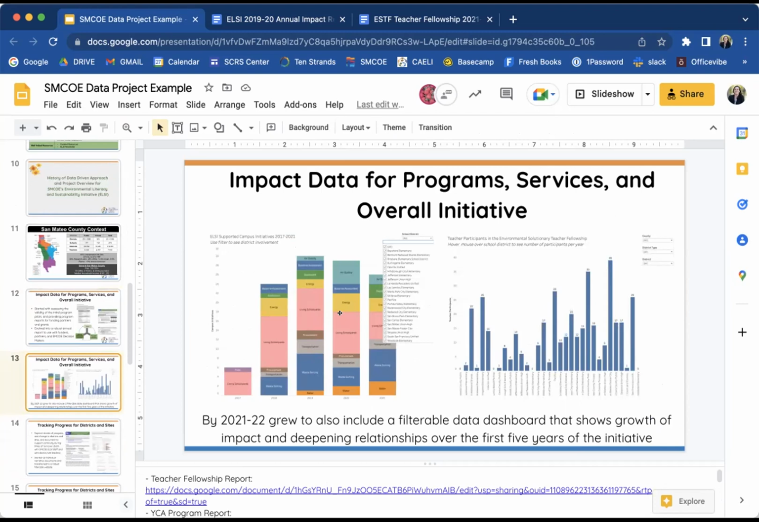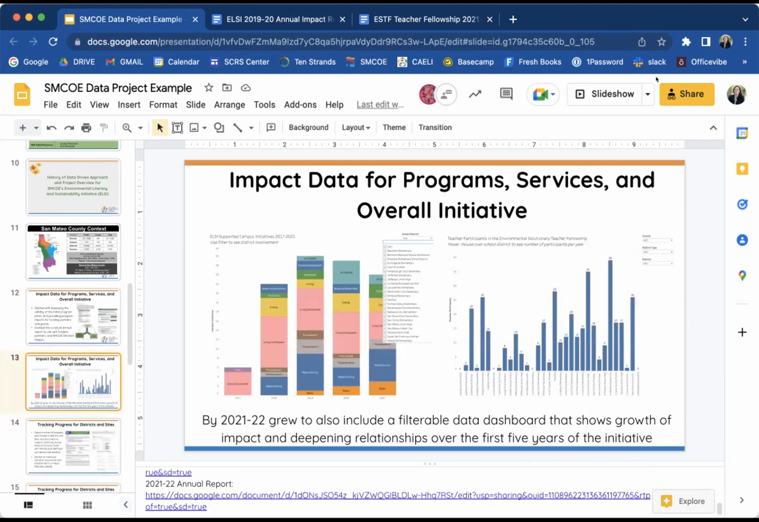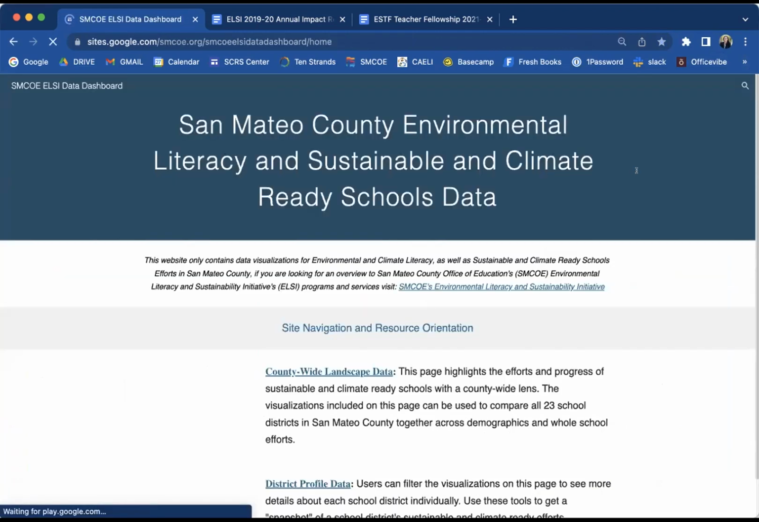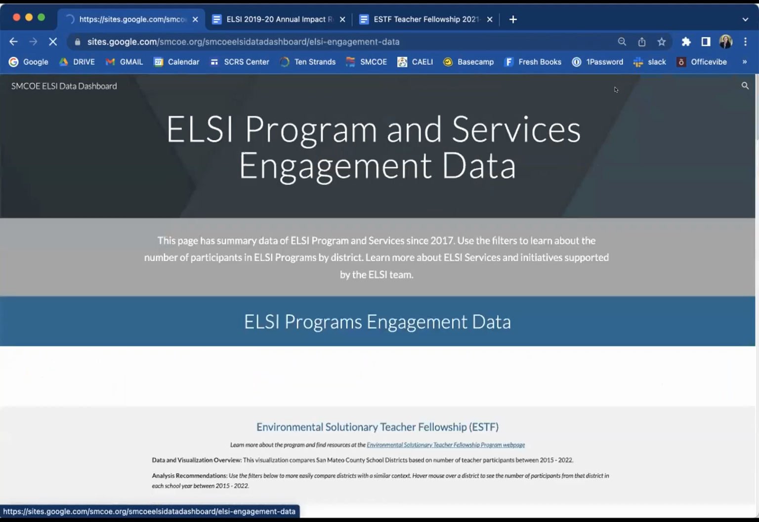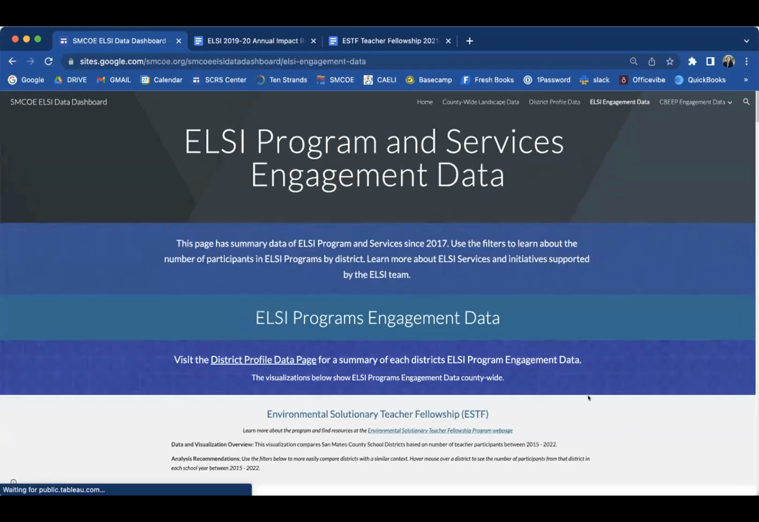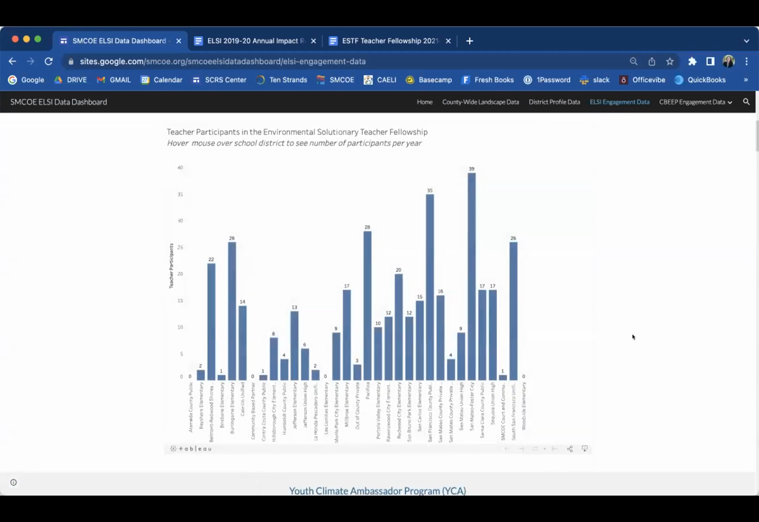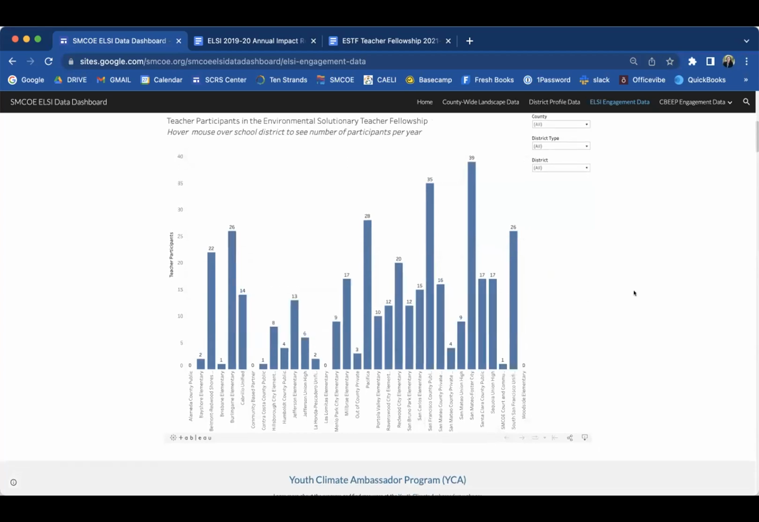That actually led us to also put that data into a filterable dashboard so that people could see some of those relationships that we were having in the first 5 years of the initiative. Oops. So I'm actually going to pop out to that if I can and show you what that looks like. So we didn't really get to putting this in dashboard form until our 5th year, but once we did, we could see this is really valuable for other people to be able to look at, like our directors and our county superintendent, just to get a better understanding of who's participating in different programs.